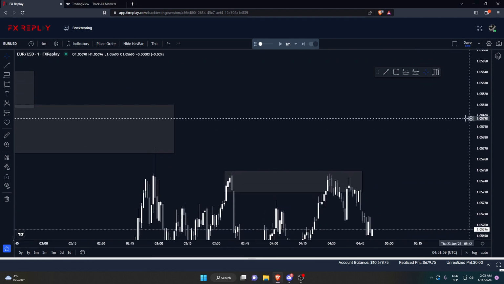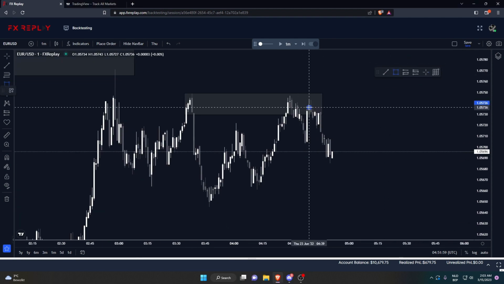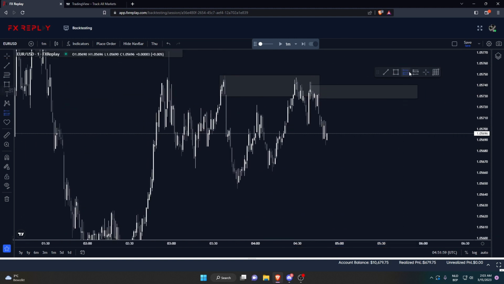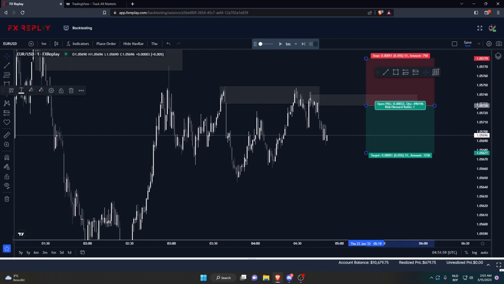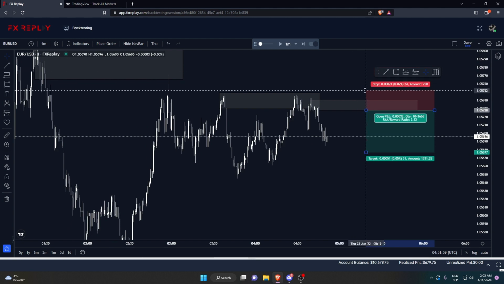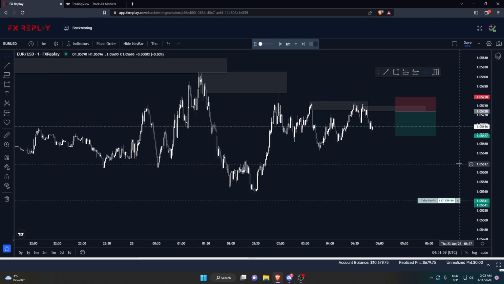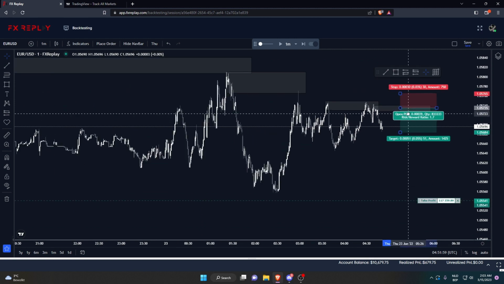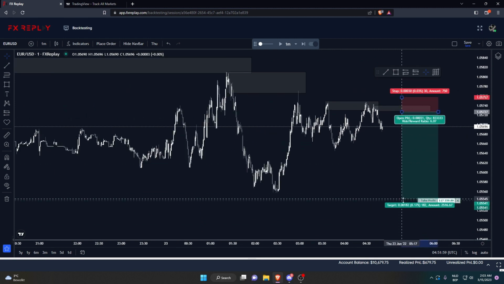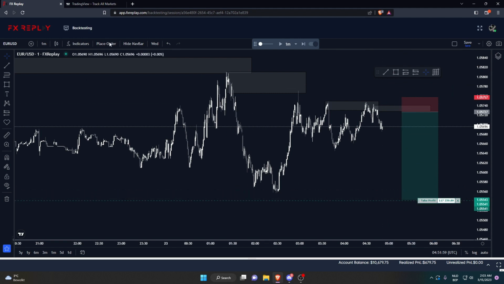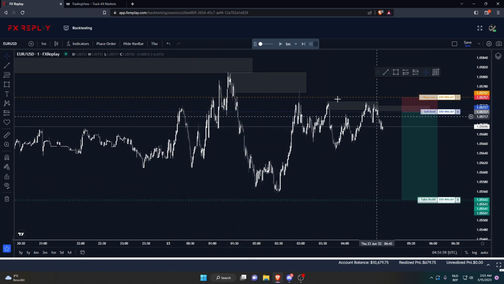But let's say, for example, what do we have here? We have a CHoCH flip right here inside our 1 minute zone. So I would look for an entry right here. So you could be like this. And yes, this doesn't work all the time, but that's the whole point of trading. Trading doesn't work all the time. But you want to increase your profitability with each confirmation.